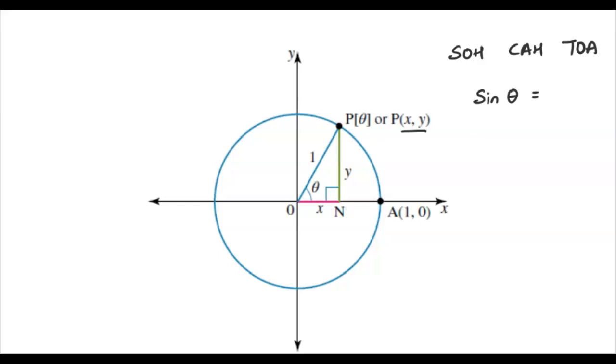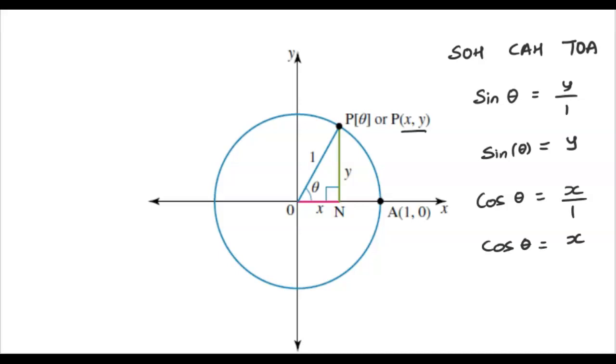I can see that sine theta is equal to opposite over hypotenuse, which in this case is y divided by 1. In other words, sine theta is equal to the y coordinate of the point P. Similarly, if I apply the cos ratio, cos theta is equal to adjacent over hypotenuse, which in this case is x over 1. In conclusion, cos theta is equal to the x coordinate of point P.